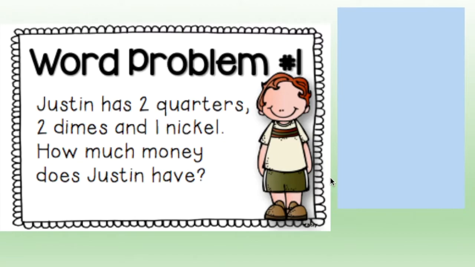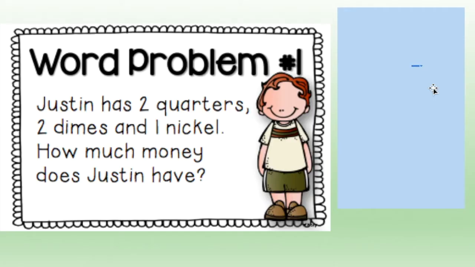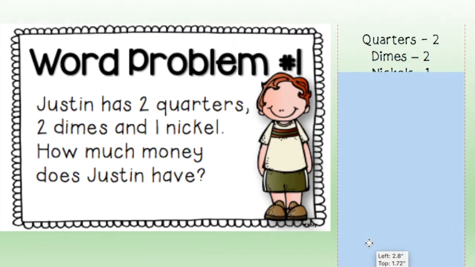So our first word problem says, Justin has 2 quarters, 2 dimes, and 1 nickel. How much money does Justin have? Similar to the way we just solved our last problem, I'm going to flash back for a second to remind us, we want to lay out how much money each of the coins that Justin has is worth. So 2 quarters, 2 dimes, 1 nickel. How much would that be worth? I want you to pause and think about it.